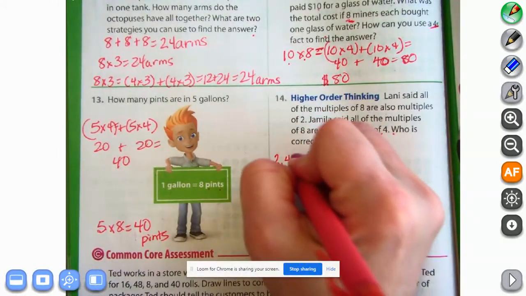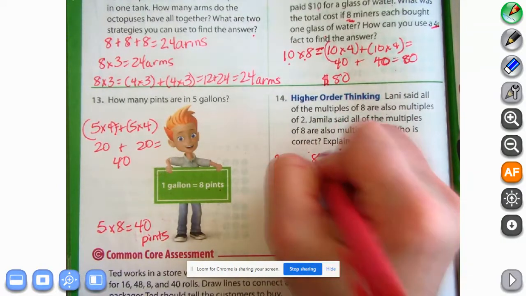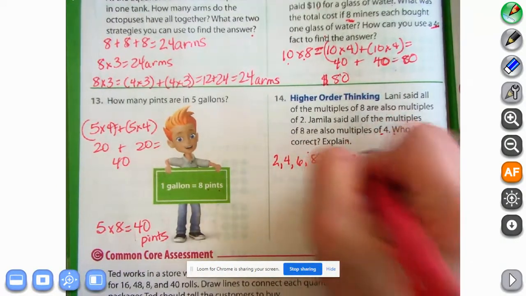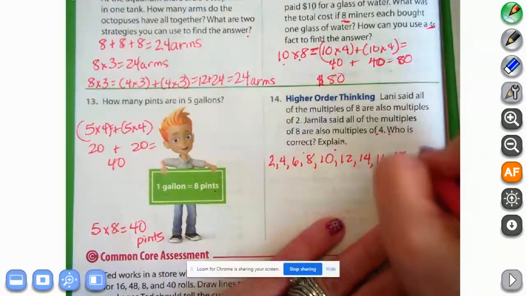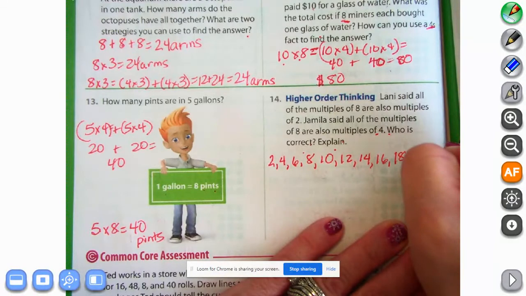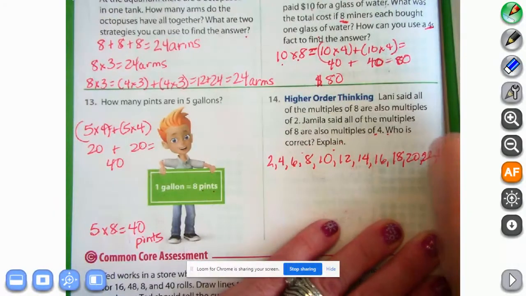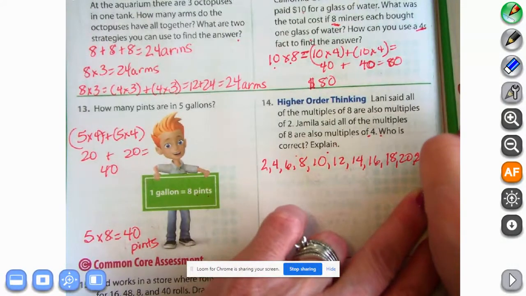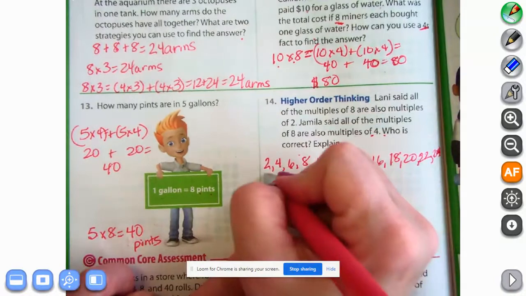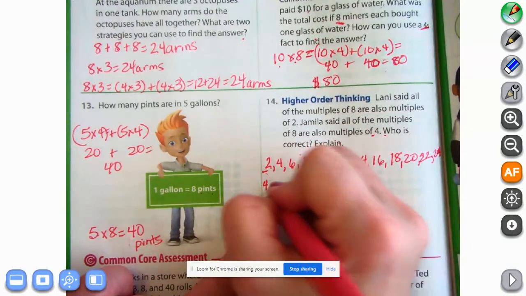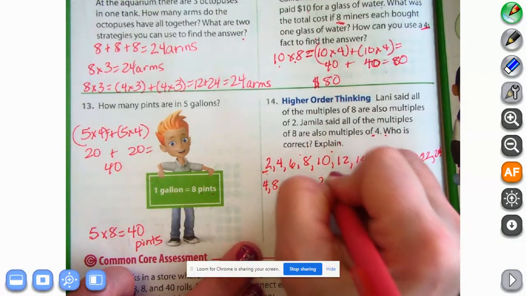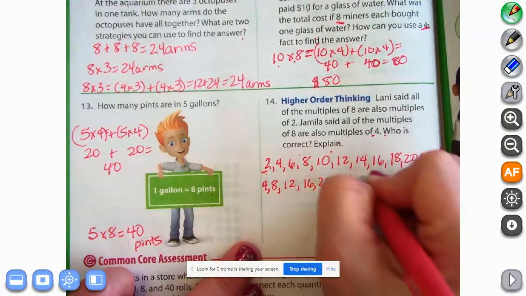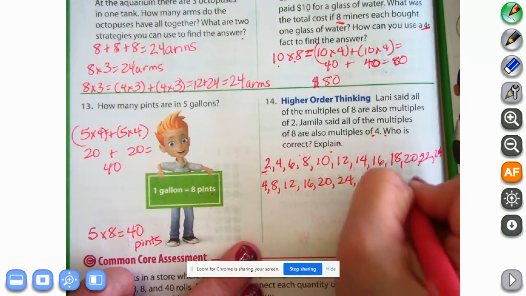2, 4, 6, 8, 10, 12, 14, 16, 18, 20, 22, 24. I'll stop right there, 24. I can hardly get that written down. Okay, so that's our 2s. So let's do our 4s. 4, 8, 12, 16, 20, 24, 28, 32, 36.